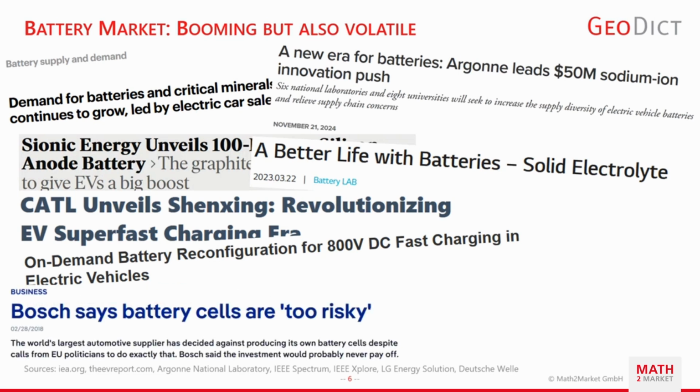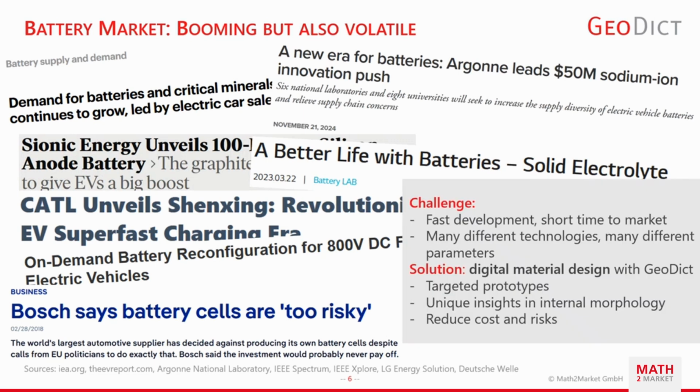It's very booming, but as you can see, there is a lot of news and competition in the market. And some companies also say it's too risky. That was an example from a company who said they don't want to take that step to really get into the market, because if you want to catch up, you need to be really fast in the development, and the investment costs are also high. And we think the digital material design can really be of help, because with digital material design, you get fast results, so you have a shorter time from research to the market, and you can test many different technologies in digital experiments.